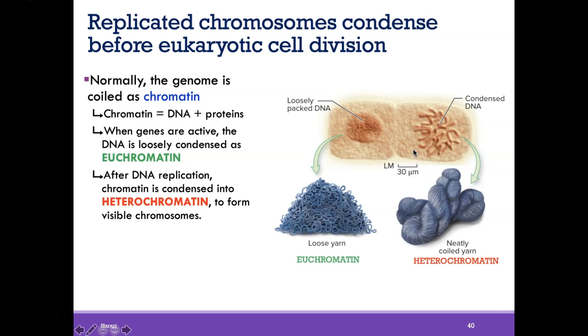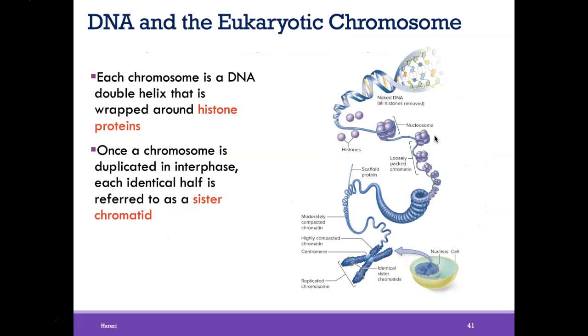In most animations and pictures in a textbook, you always see chromosomes drawn like this, but that's not really accurate. Chromosomes only look like this right before mitosis. We have 46 chromosomes, 23 from mom, 23 from dad. All of them will condense before cell division. And this is just a repeat: each chromosome is a DNA double helix wrapped around histone proteins, again condensed.